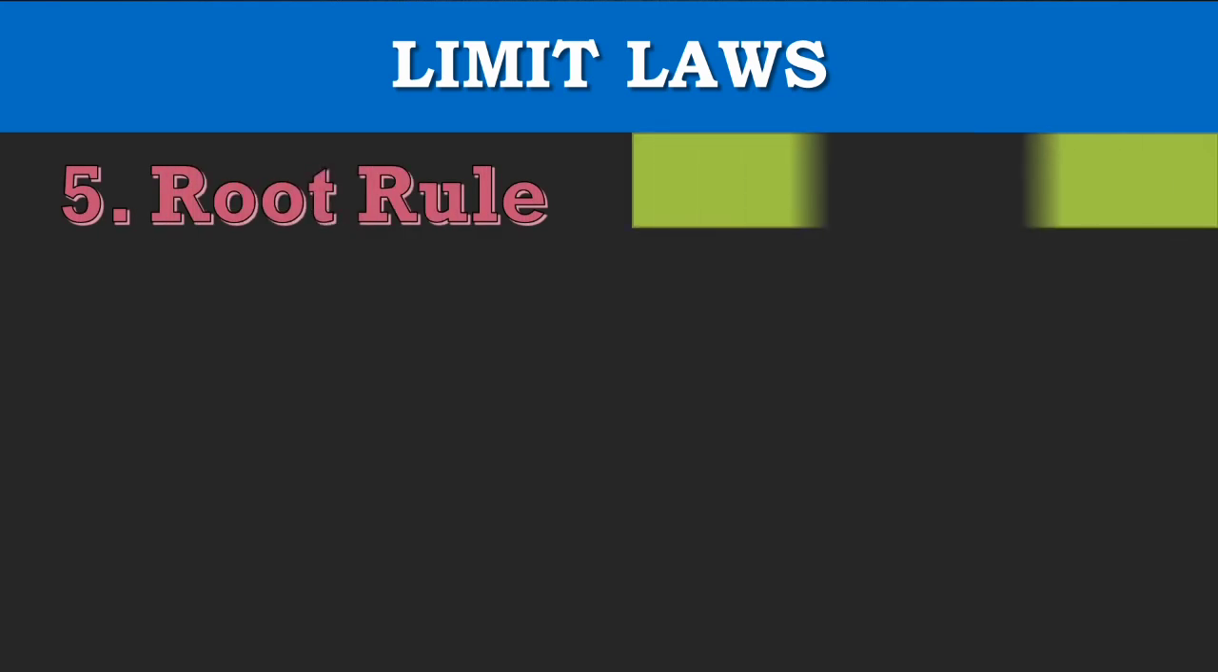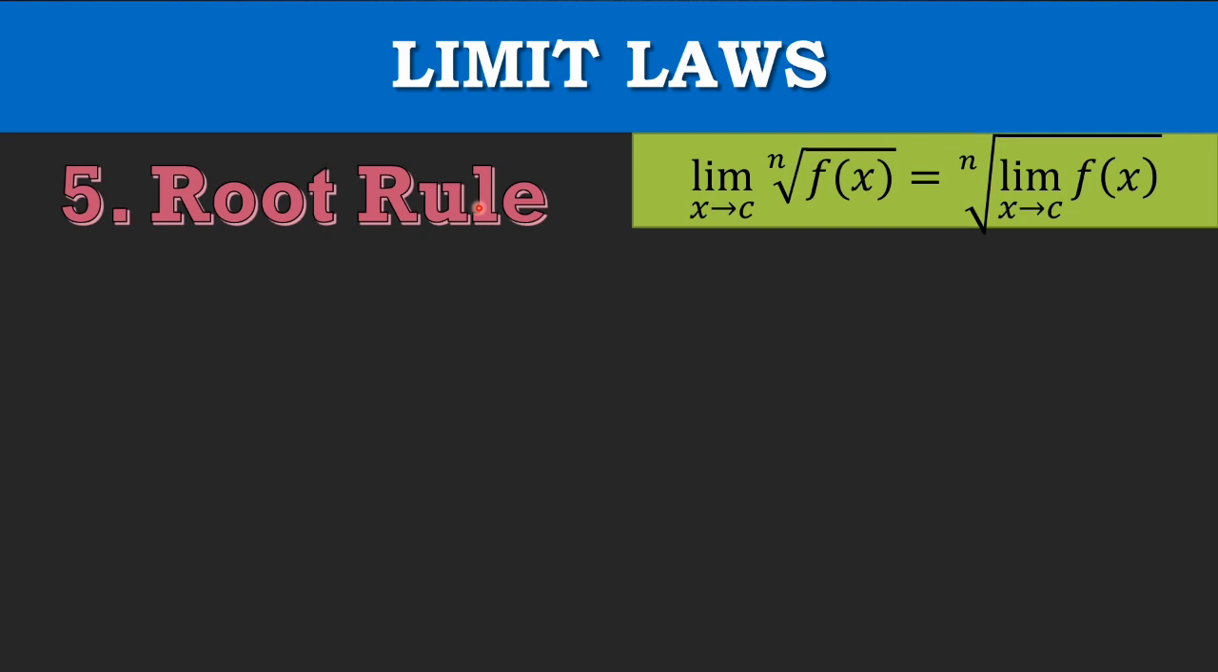Number 5, we have your root rule. So meron tayong process of your nth root. Okay? So meron tayong index with your base as your function. Okay? So here we have limit of nth root of your function as x approaches c is also the same as the nth root of the limit of your function as x approaches c.